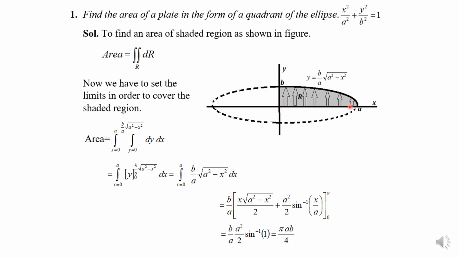This is exactly the same as what we have already discussed. So dy dx: first you integrate dy, and the integration of dy is y. Lower limit is 0 and upper limit is b by a under root of a square minus x square. Substitute the limits and you will get this expression. Again you integrate this, substitute the limits, and you will get pi ab by 4. If you wish to find the area of the whole region, you have to multiply this area by 4, that is pi ab, which is the area of an ellipse. I hope this is clear.